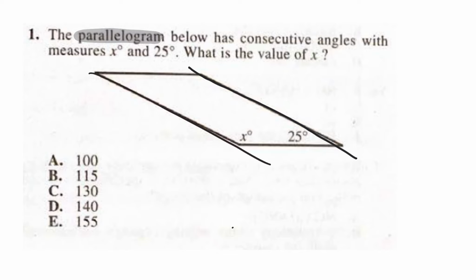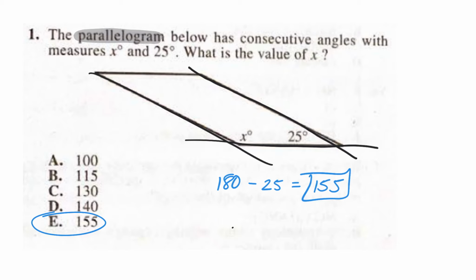We have parallel lines being transversed. These two angles are what's called consecutive interior angles or same side interior angles. These are going to add up to 180 degrees. So if we have the 25 degrees, we subtract that away from the 180 that they will combine to be, and we get 155 degrees.